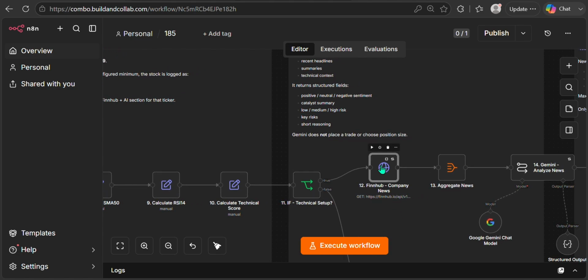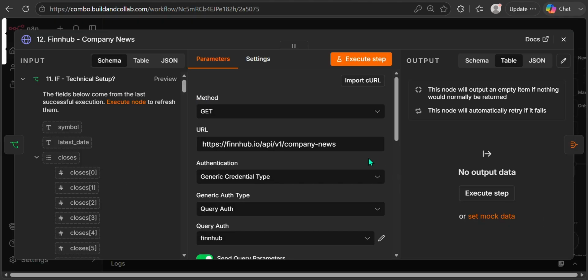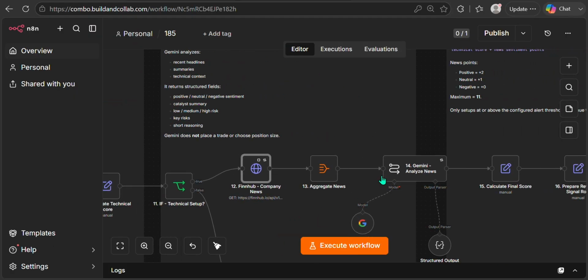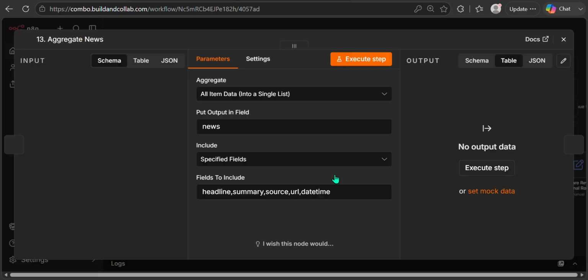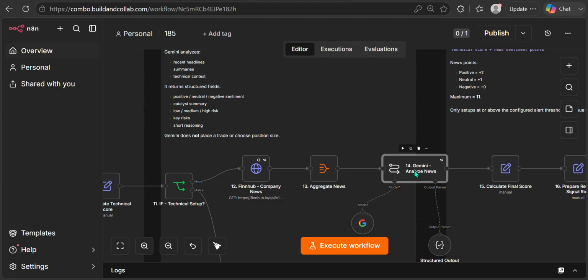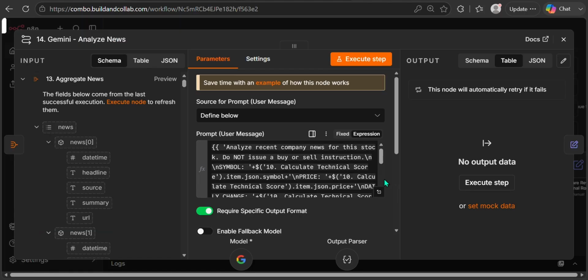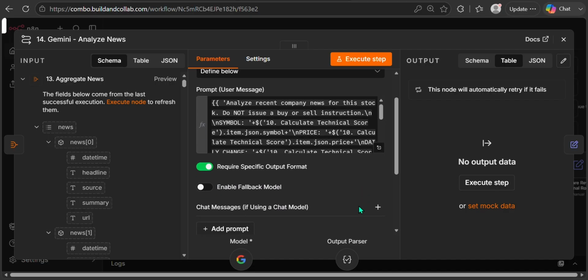For the news section, I'm using Finnhub. The workflow gets recent company news for the stock. Then I aggregate the headlines and summaries into one data set. This information is sent to Gemini. Gemini receives both the technical context and the recent news.